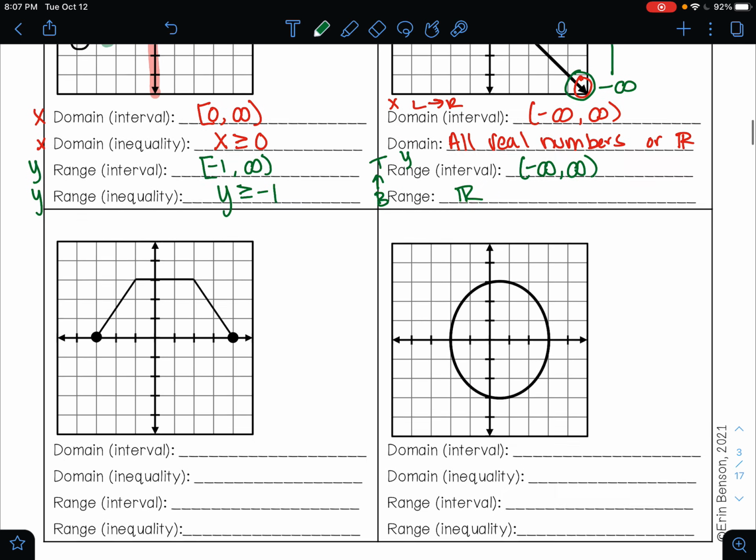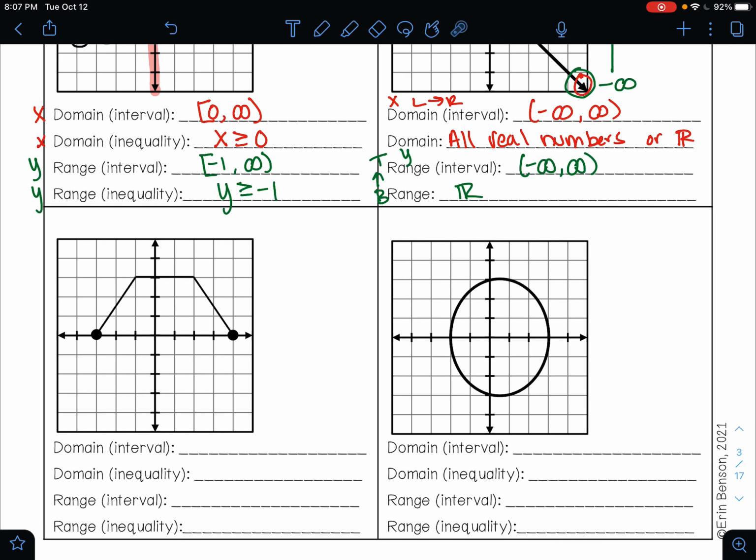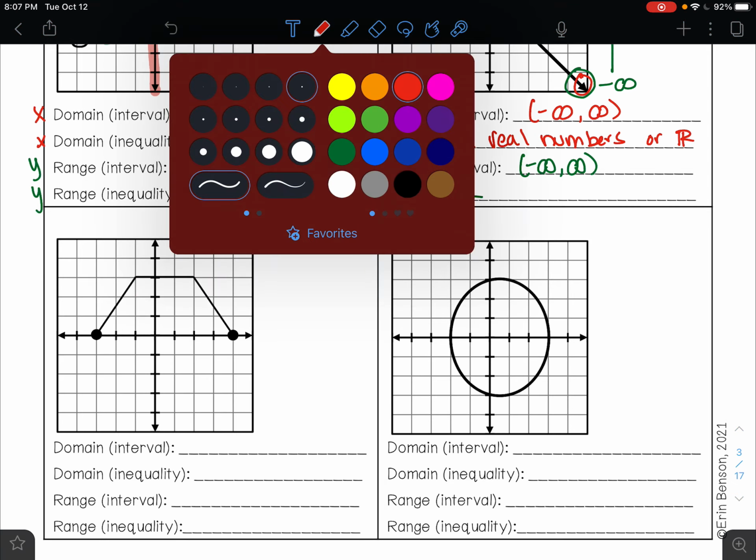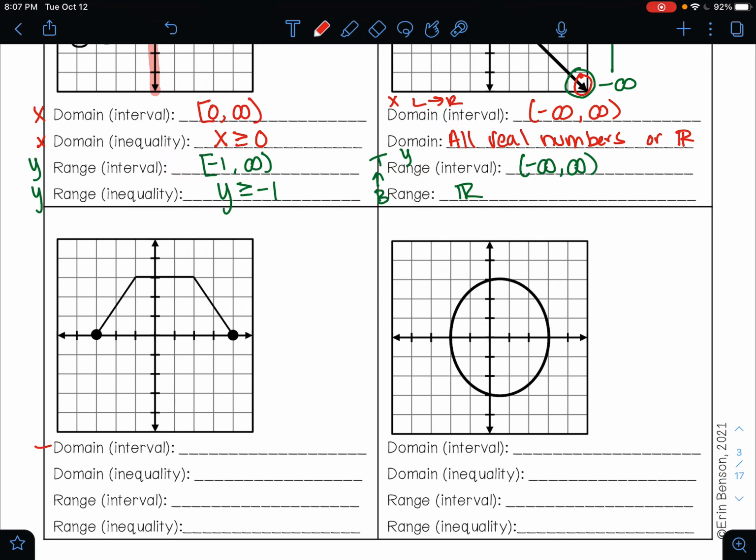Let's look at the next one. Here we have this graph that kind of looks like part of a trapezoid, and we're going to do the same exact steps. Here we're looking for your domain. Your domain are your x values from left to right. My furthest point to the left is this point here. This, let me grab my red highlighter, is where x is what number? Well, here x is -3.